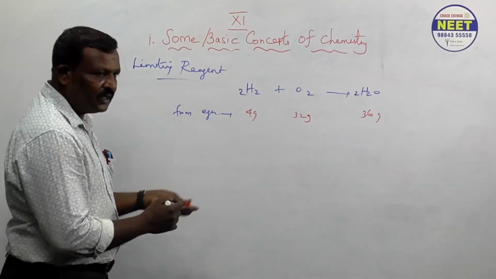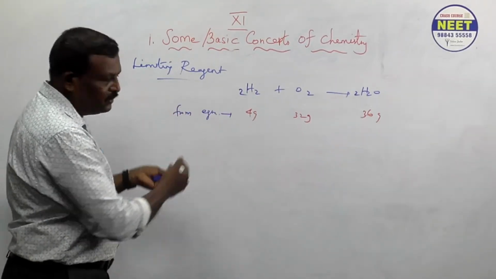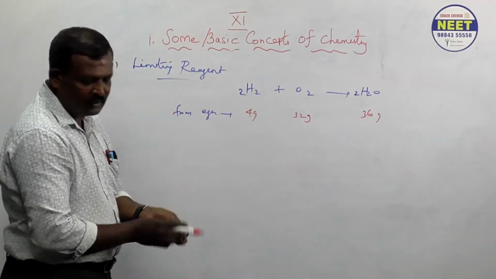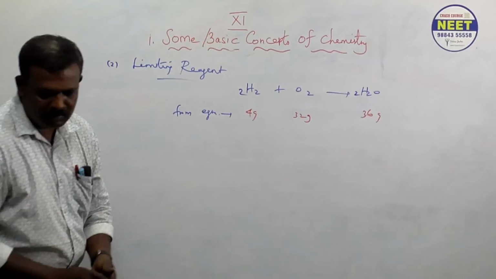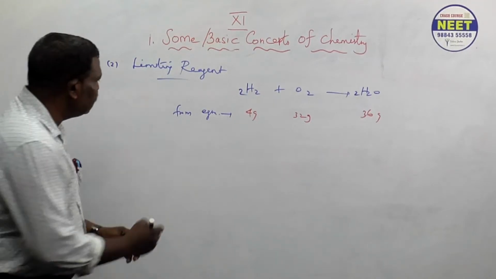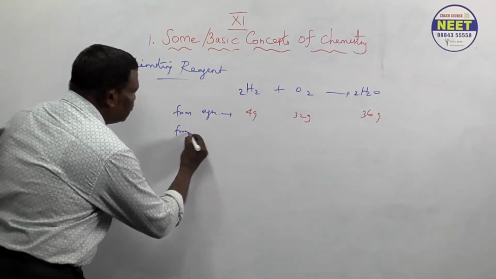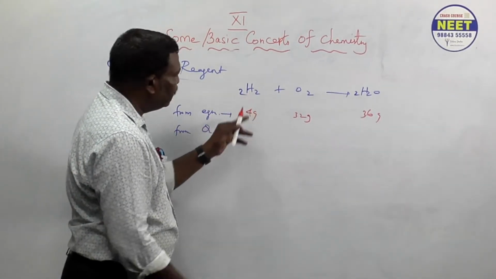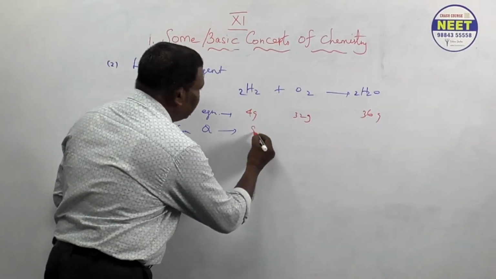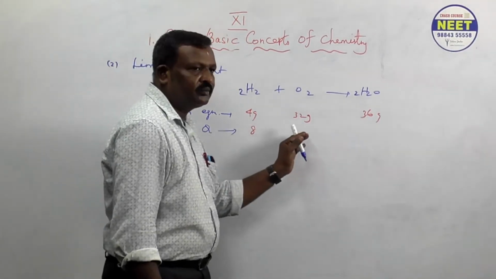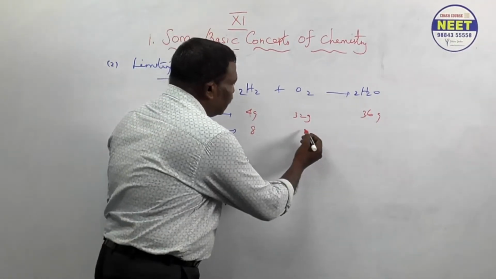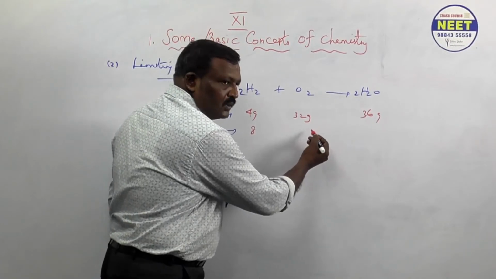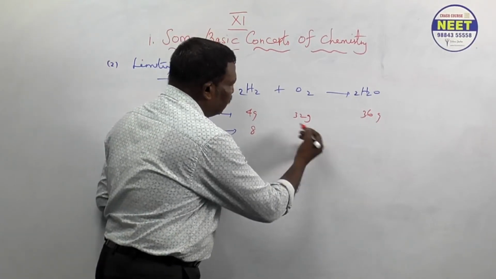Are you following? These are the information we are getting from the equation. But now see the question. What's the question? From the question, what information are we getting? 8 gram of hydrogen and 32 gram of oxygen. Okay, 32 gram.